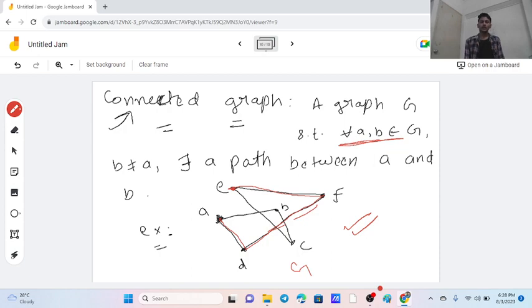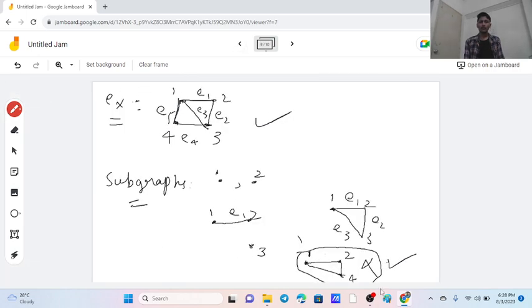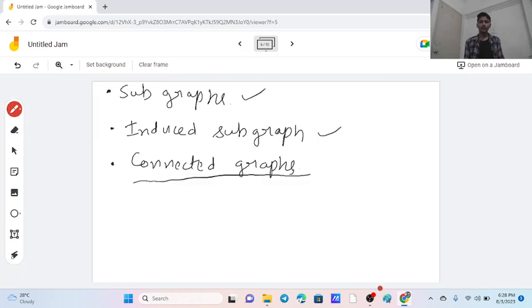Okay, so that was all about subgraphs, induced subgraphs, and connected graphs.